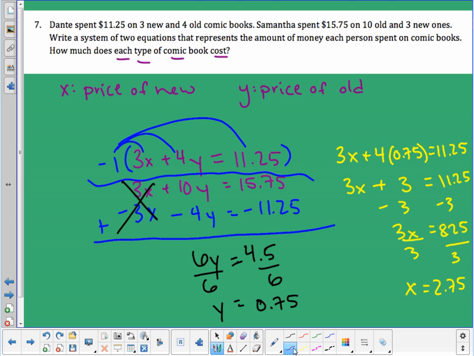So now I can write out an answer to that question. I know that new comic books cost $2.75. And I know that old comic books cost 75 cents. And that is my answer to the question. So let's take a look at number 8.